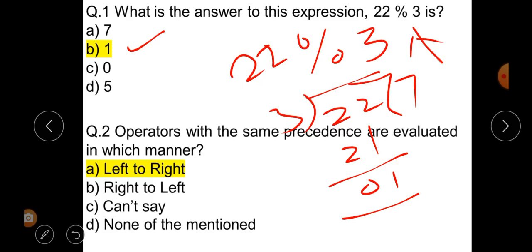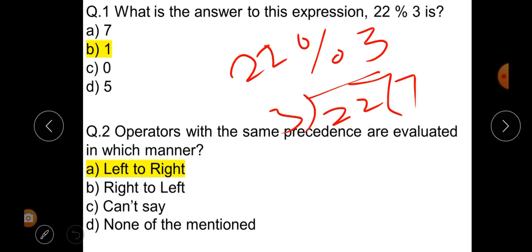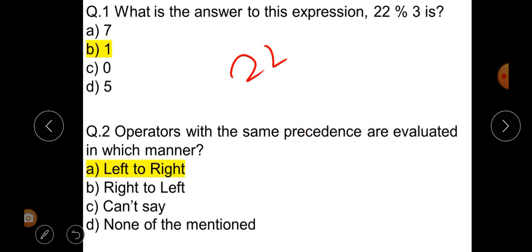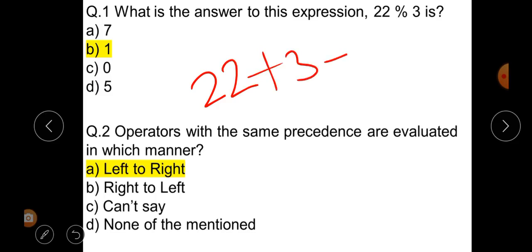Our next question is, operators with the same precedence are evaluated in which order? So when operators have the same precedence, then they are evaluated always from left to right. For example, if there is a question like 22 plus 3 minus 7, then in this case we know that plus and minus both have the same precedence, so we calculate always from left to right.